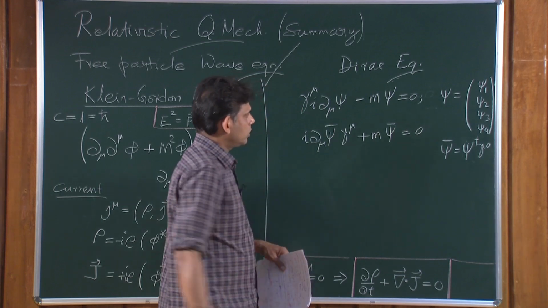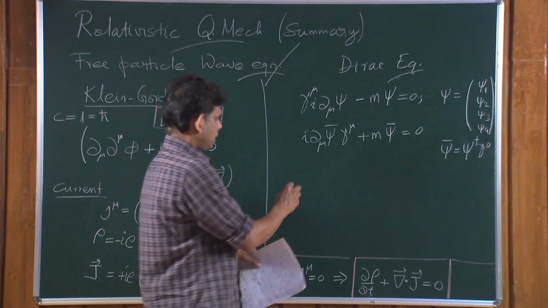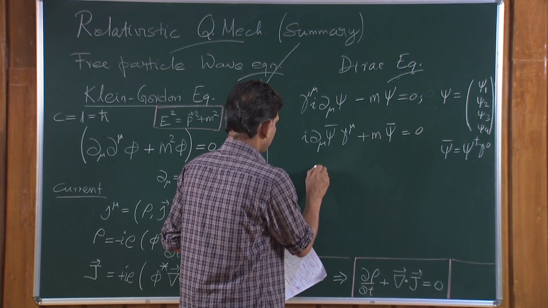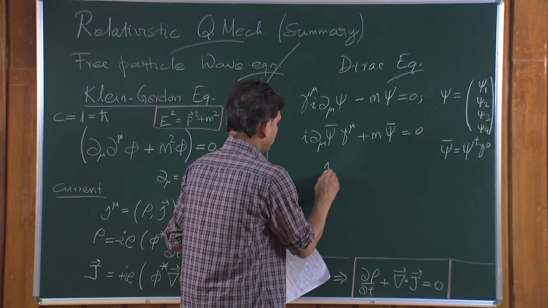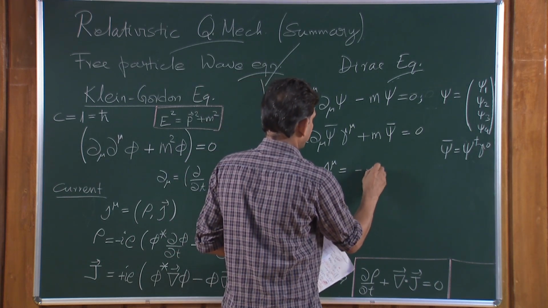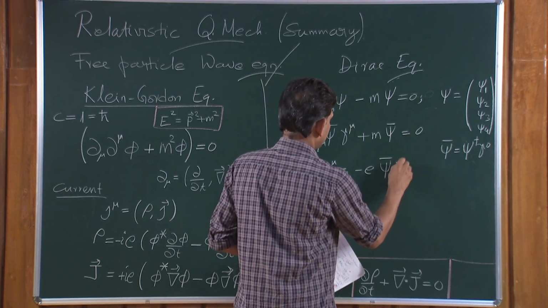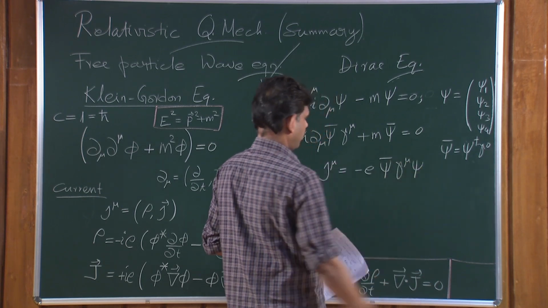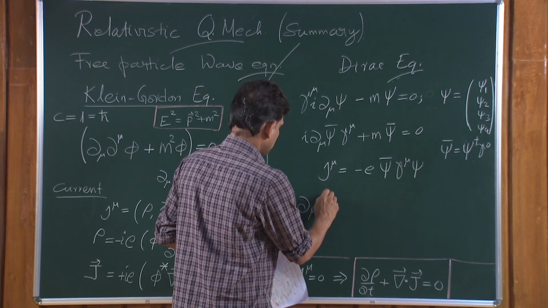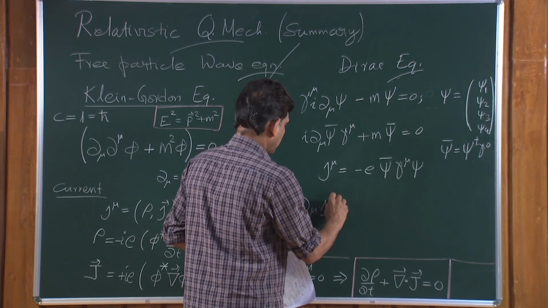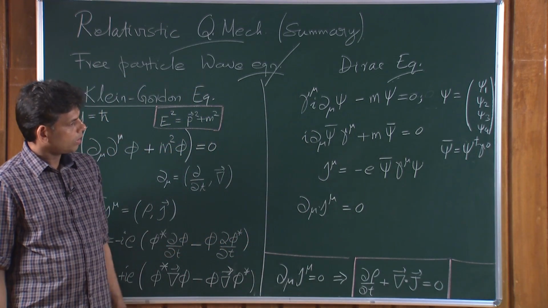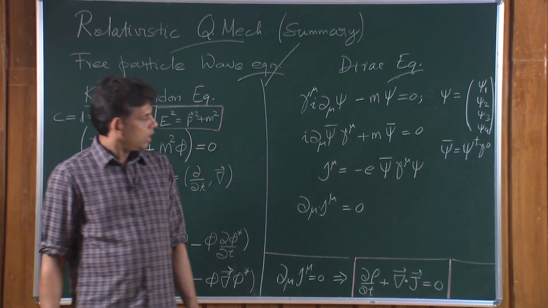With this, we can define J mu, the current, which is equal to minus e psi bar gamma mu psi, and this again will satisfy the continuity equation written in the 4 vector form.